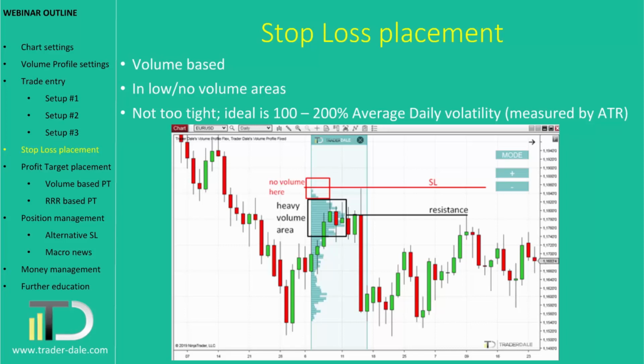So let's say that, for example, euro dollar has average daily volatility 80 pips. So you would be looking for no volume areas or low volume areas in around 80 pips to 160 pips from the entry point. This is not a hard rule, this is just something to give you an idea where to look for your stop loss for your no volume areas.